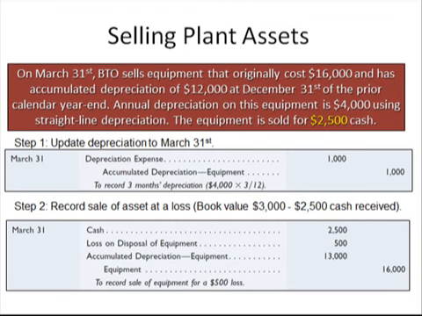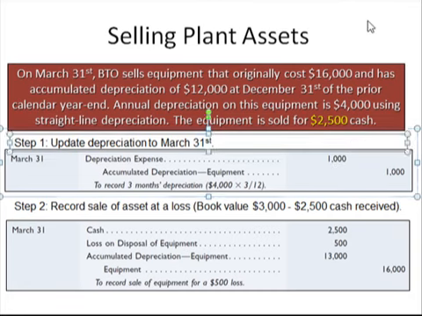In this case, they only get $2,500 for the equipment. It's all the same information, still bring your depreciation up to date. The book value is $3,000, subtract the $2,500 cash received, you know right there that there's a loss of $500. You're getting less than what it's worth. So you debit the loss on disposal. If there was a gain, this is not cooperating.